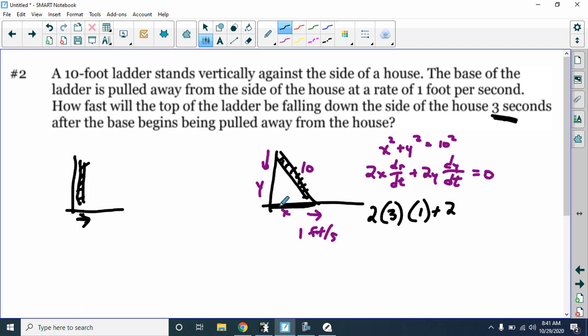We don't know what Y is. And we can't do something similar because the speed of Y changes as it goes down. It speeds up as it's going further and further down. But we do know X is 3, and we do know this side is 10, so we can plug in 3 right here to get Y. 3 squared plus Y squared equals 10 squared. So Y is root 91.